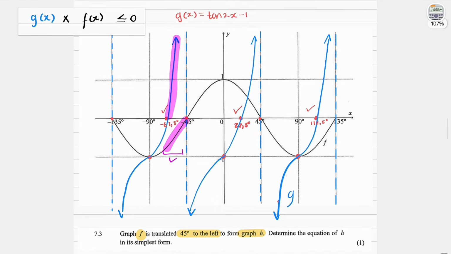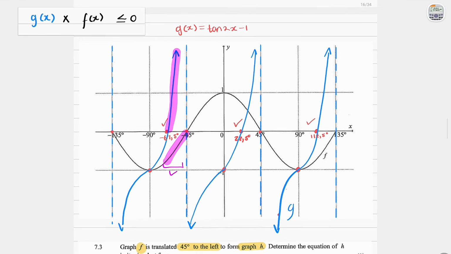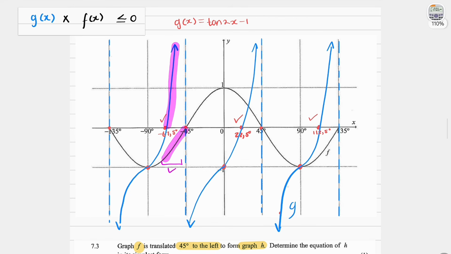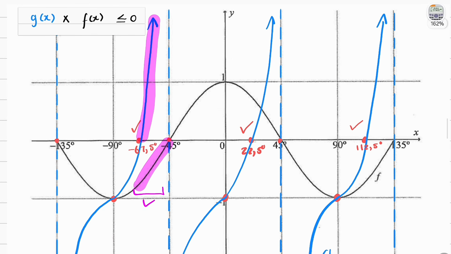This is a valid answer. If we keep moving, we're still looking for where the graph of G has positive y values, above the x-axis. And then for the same x values, the graph of f needs to be below the x-axis. You see what is going on here?